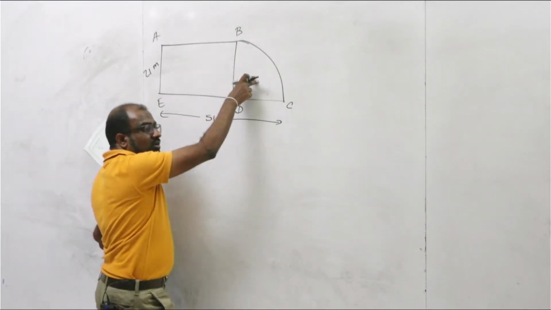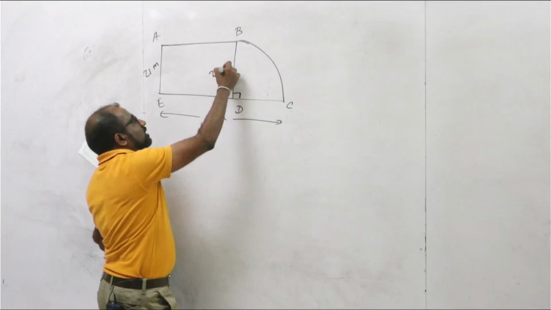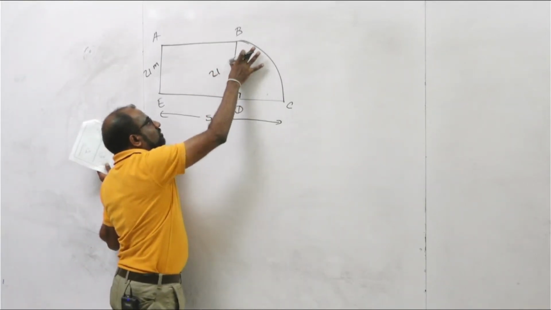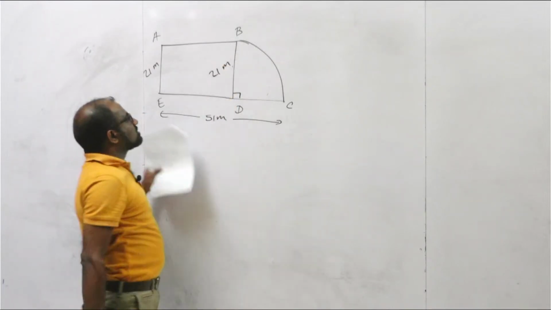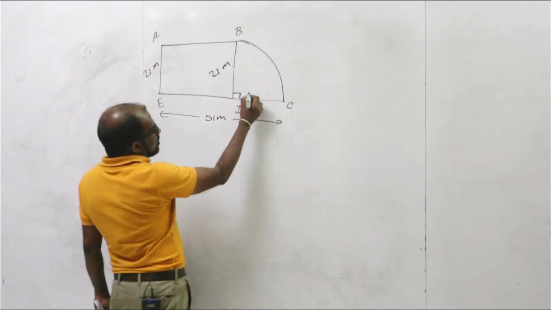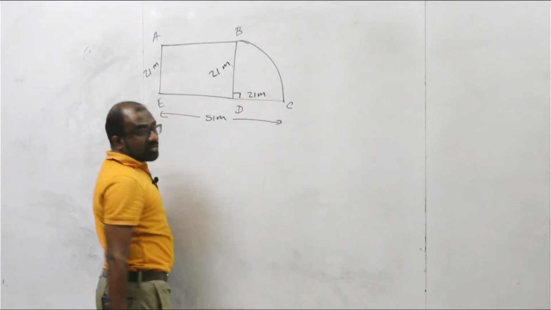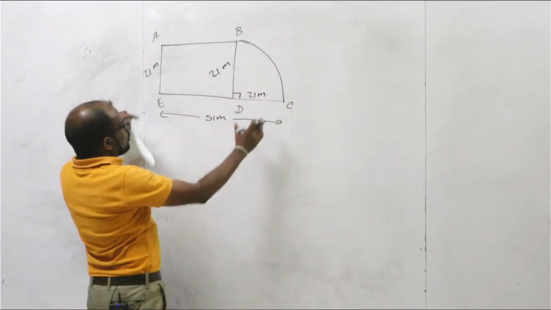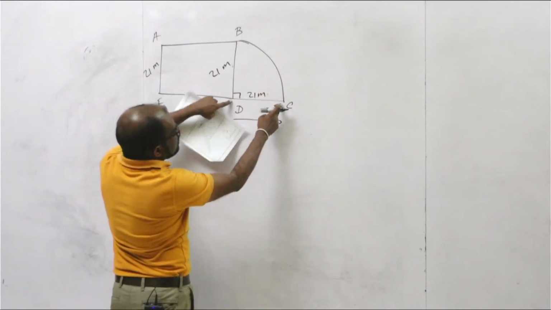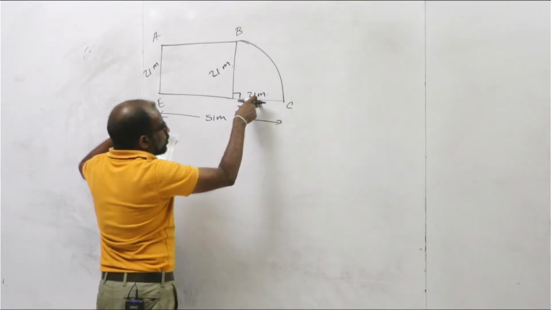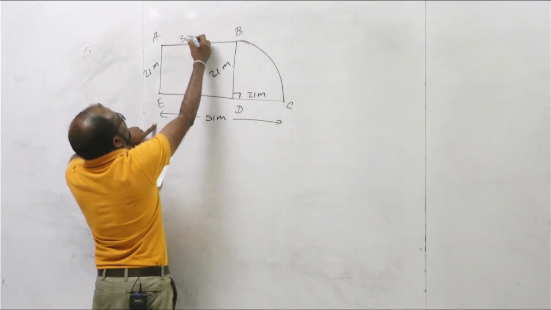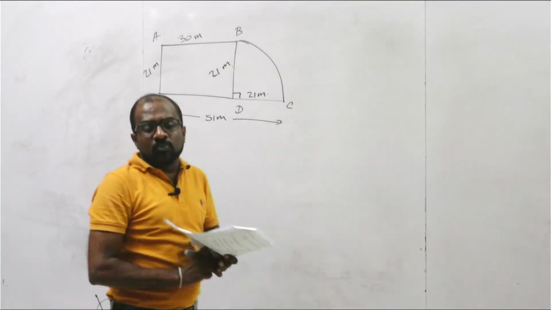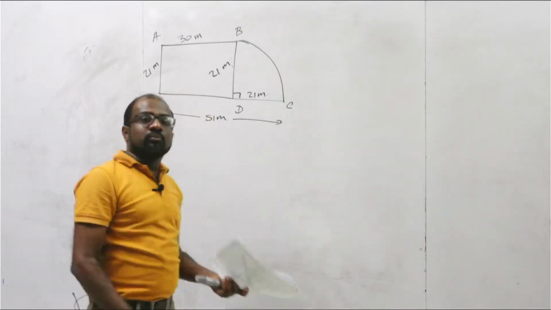Rectangle opposite sides are equal. BD length is 21 meters, and this one is also 21 meters, since it's the same sector of the circle, the same radius of 21 meters. Total length is 51, this length is 21, so 51 subtract 21. The length of the rectangular portion is 30 meters.